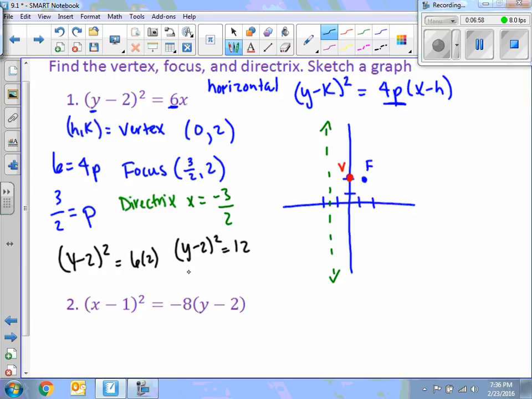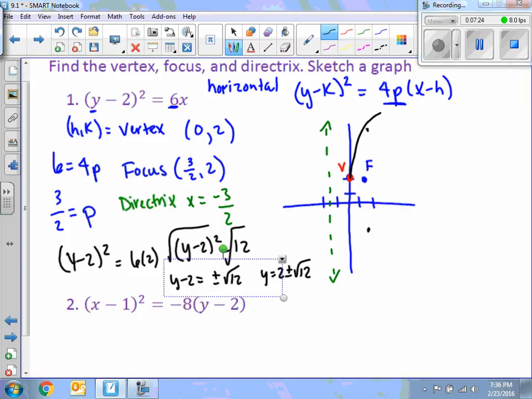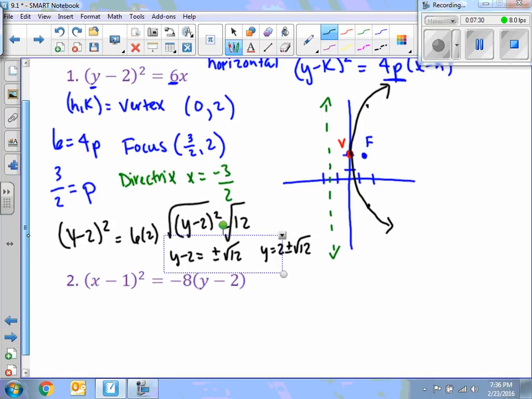Solve for y. Square root both sides. I should have chosen a number that would work out better. It's okay. And then I'm going to have y minus 2 equals plus or minus radical 12. So y equals 2 plus or minus radical 12. I would find out what those exact values are, graph them, and draw my parabola. So that's kind of where we're going here.